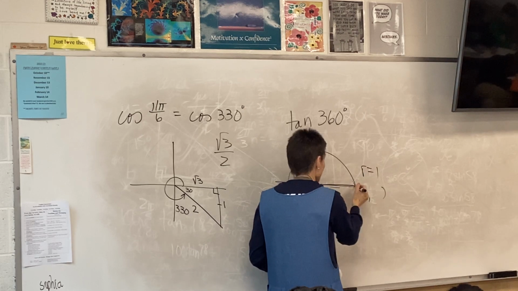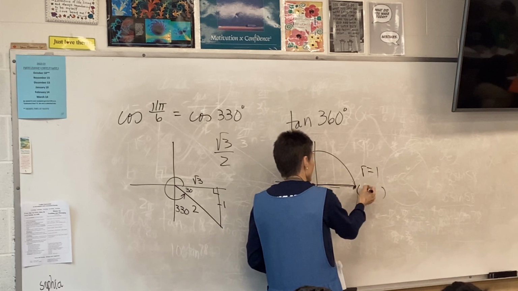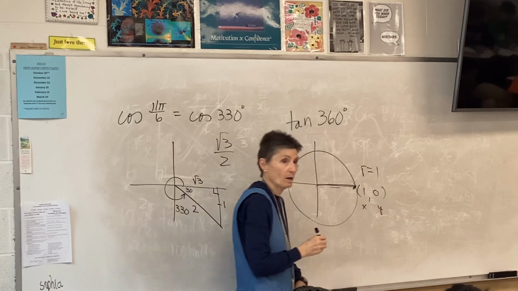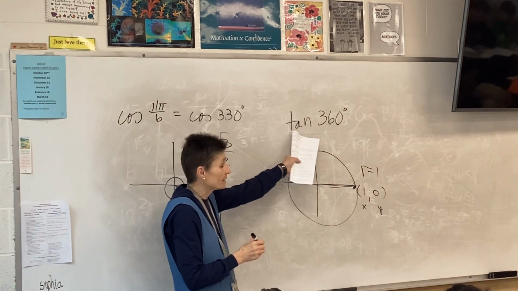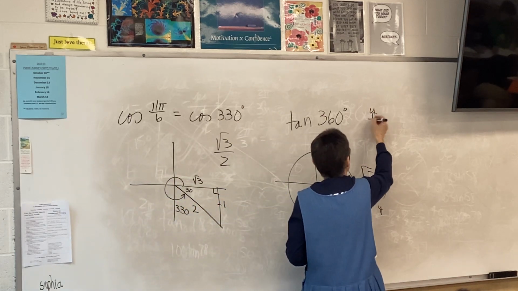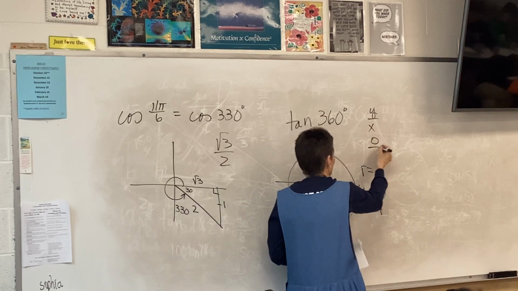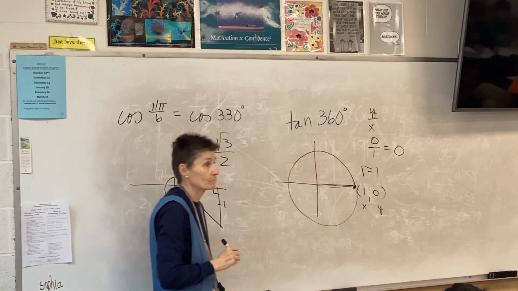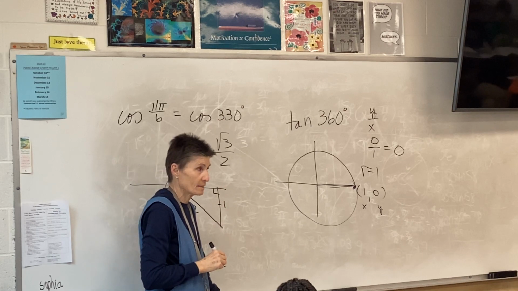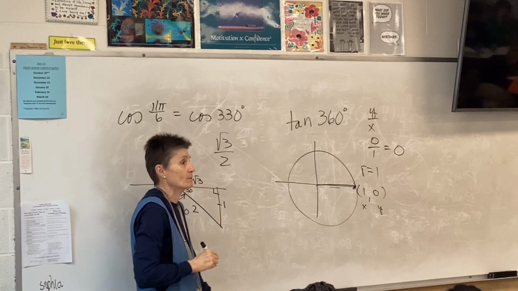So I know this point on my circle, that's the 360, the 0, 360. What is this point? 1 comma 0. So x is 1, y is 0. And I am finding tangent, which is y over x. So y over x is 0 over 1, which is 0. 0 over 1 is 0. What's undefined? You can't sit on the 0. 1 over 0 is undefined.